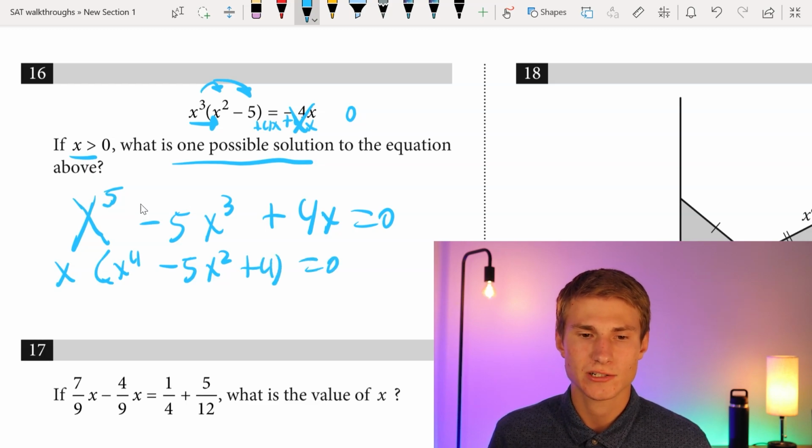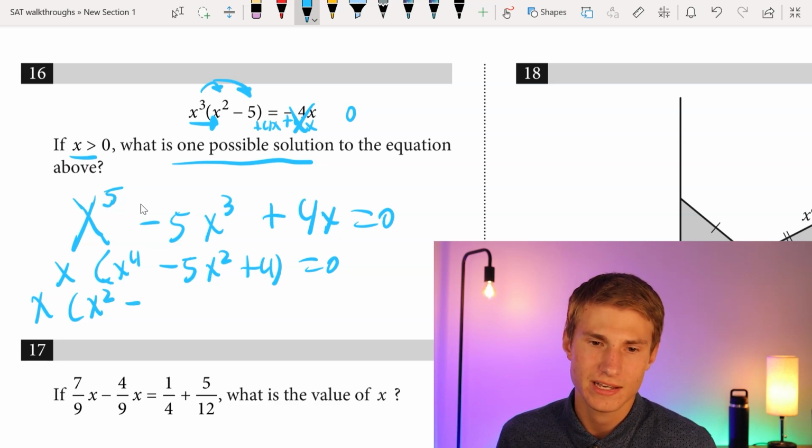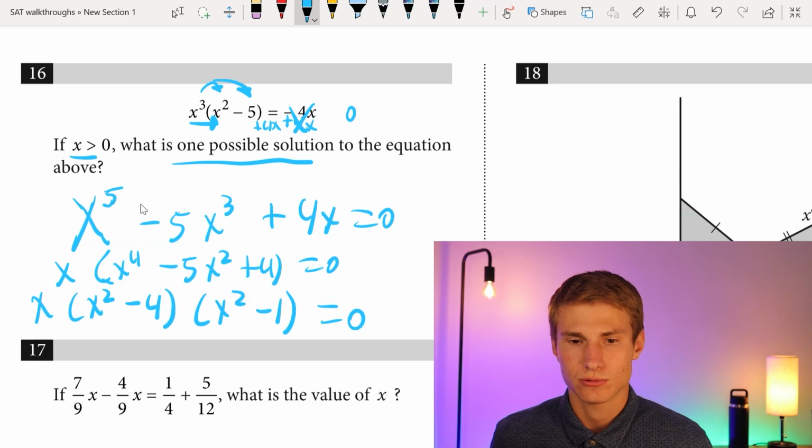Once again, from there, I'm going to factor down even more. So I'll have x times x squared, and then I see I have minus 5x squared and plus 4. So that means I have to have a minus 4 and then another x squared and then a minus 1. Okay, and that's going to be set equal to 0.